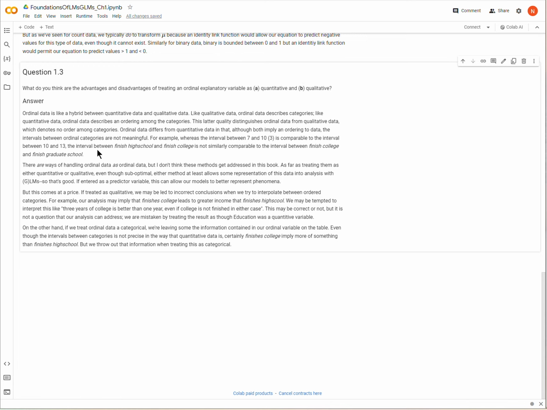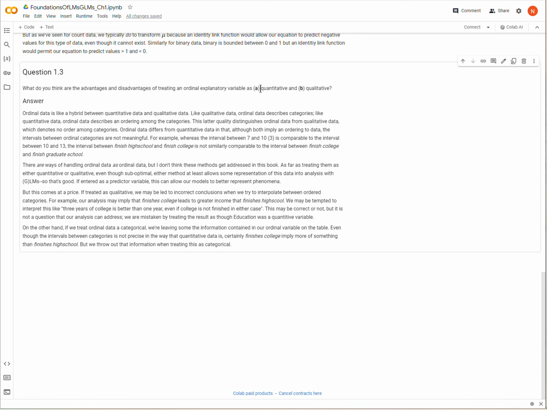Okay, so we're asked, what are the advantages and disadvantages of treating this ordinal data as qualitative or quantitative? One of the good things about this ability to treat it as qualitative or quantitative is that otherwise we wouldn't have a way of extracting the information that's contained in an ordinal variable. By using it as quantitative or qualitative, we can at least put an ordinal variable into our analyses, and that's good because there's information in that ordinal variable that we want to be able to analyze and integrate into our analysis. But this comes at a little bit of a cost.